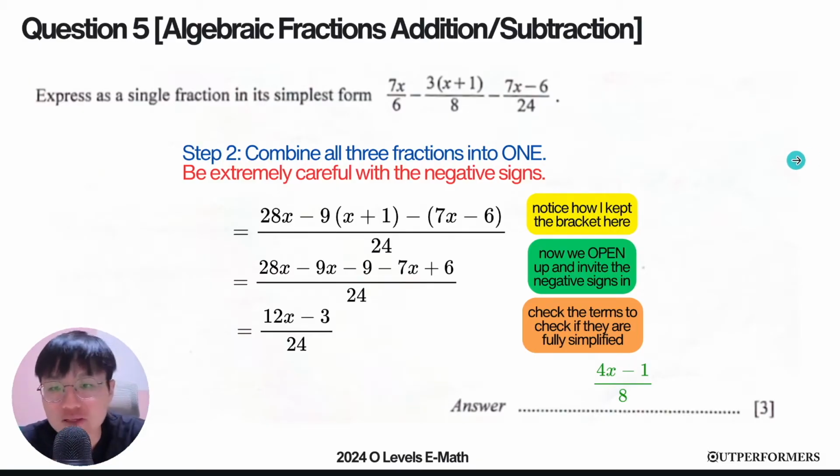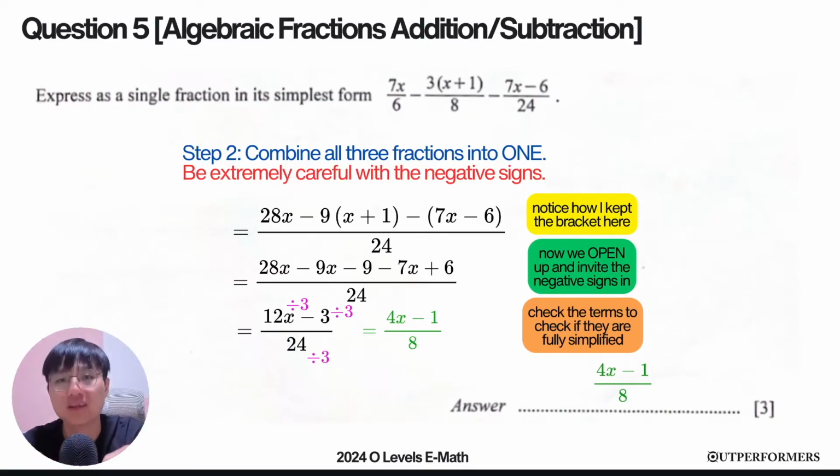One very important thing I need you to do is to check the terms to see if they are fully simplified. Looking at these 3 terms, there's actually one more thing we can do. 12, 3 and 24, all 3 can be divided by 3, and you have to ensure it's every single term. Then you are allowed to do this. If it only affects some terms, please do not do it. Just keep the fraction as it is. That's something you really have to look into when you're simplifying fractions.